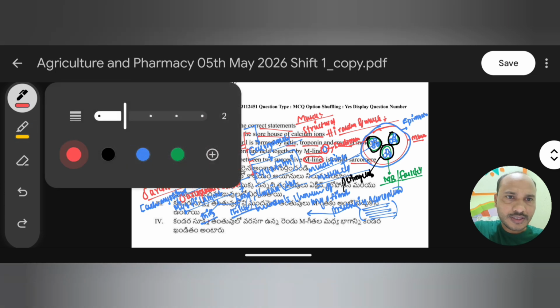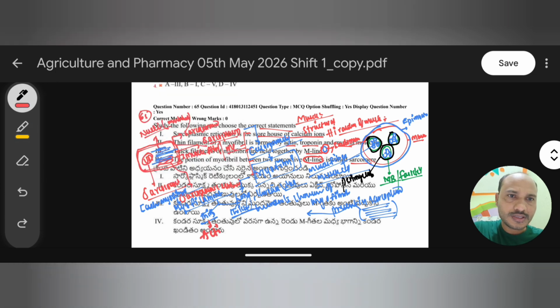Here, the thin filament is made up of actin. The thick filament is made up of myosin. Remember, thin filament is actin, thick filament is myosin. Along with actin, there are some other contractile proteins that help make up the thin filament, like troponin and tropomyosin. But the thick filament is made up of only myosin.